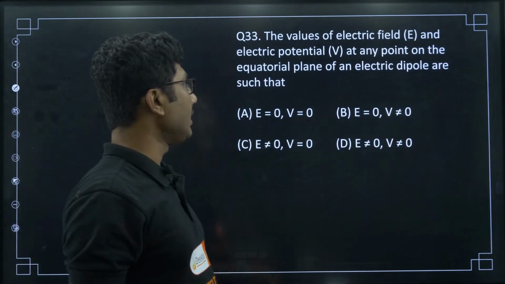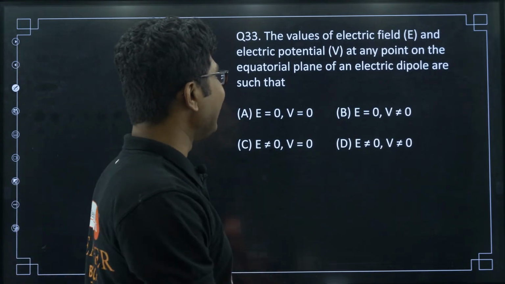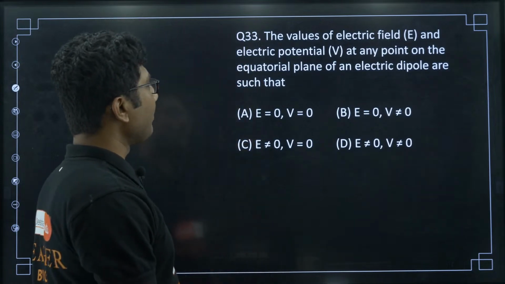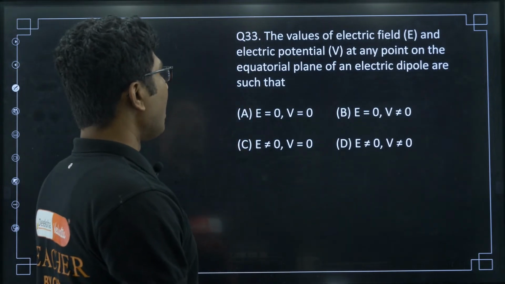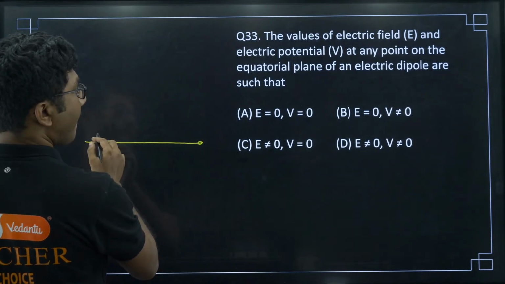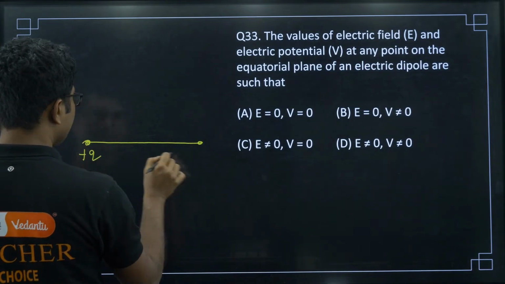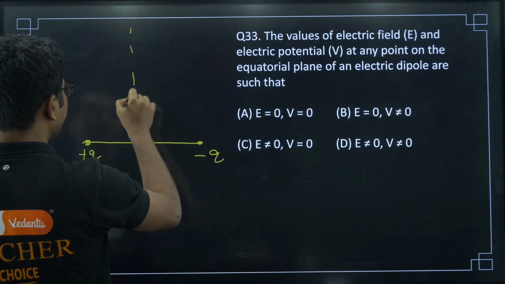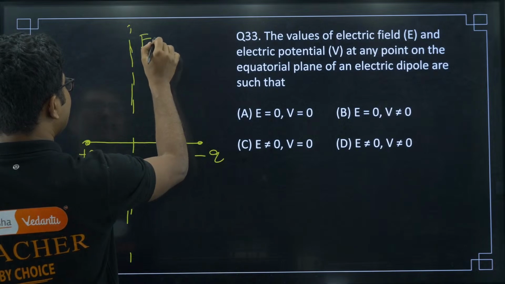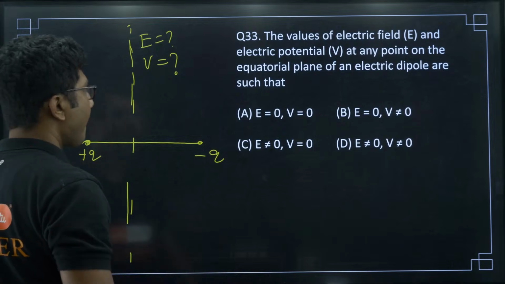Next question 33 quickly, 2 more questions after this. Values of electric field E and electric potential V at any point on the equatorial plane of an electric dipole are such that. So, an electric dipole is there, say plus q, minus q, and the equatorial plane is there. Now, what is the relationship? What is the electric field here, what is the electric potential here?